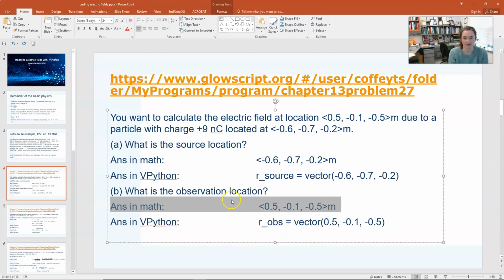So I called that r underscore obs. I named it that variable. Of course, you could use a different variable. You could call it happy fun time if you want. It doesn't matter. VPython doesn't care. So r obs equals vector, and then I give the coordinates. So that's how you do that same step in VPython.